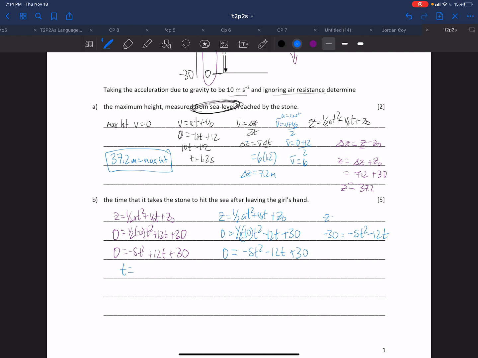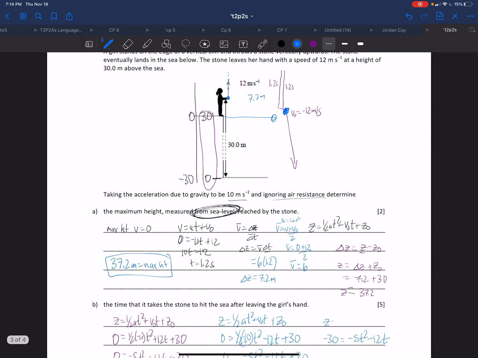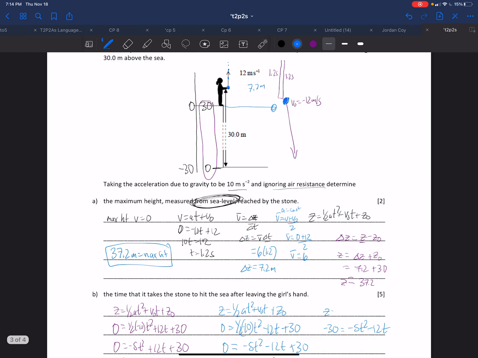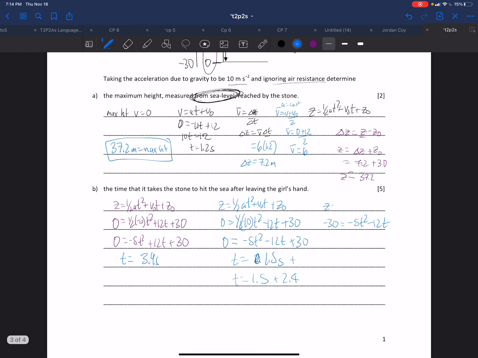When we solve it as any one of these equations, in this case, where we started with a position of 30, we get 3.9 seconds. And in this case, we get t equals 1.5 seconds, excuse me. Now, in this case, we have to add 2.4 seconds for the time up, 1.2, and another 1.2 down, to give us the total 3.9 seconds.